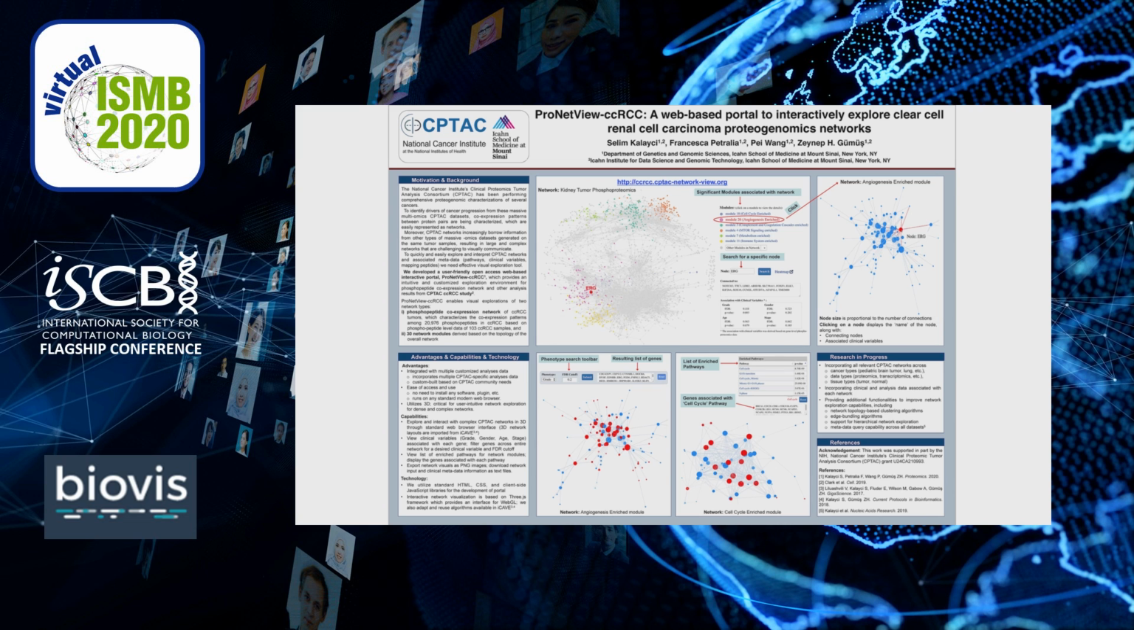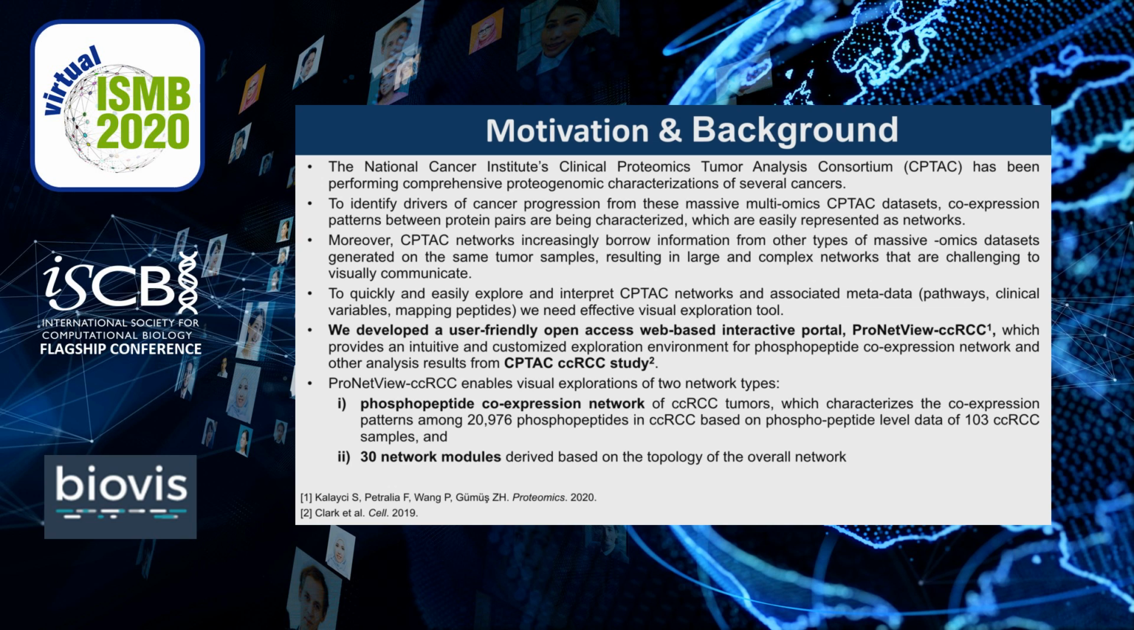Now I would like to zoom in on each section and give some details for you. First, I would like to provide motivation and background for the study. The National Cancer Institute's Clinical Proteomic Tumor Analysis Consortium, CPTAC, has been performing comprehensive proteogenomic characterizations of several types of cancer. And to identify drivers of cancer progression from these massive datasets, co-expression patterns between protein pairs are being characterized, and these are easily represented as networks.